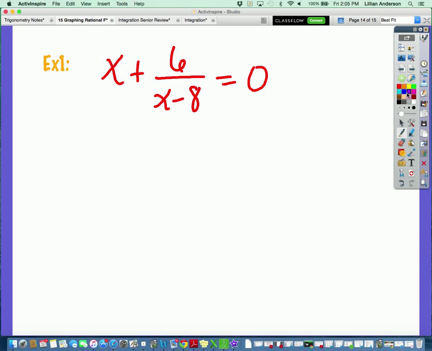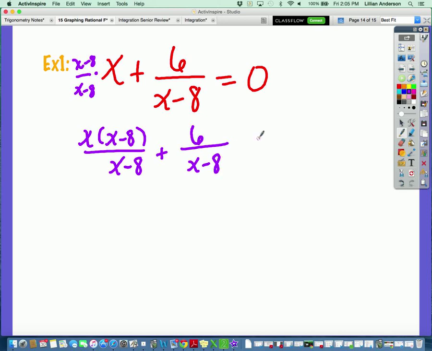We just multiply the top and bottom of x by x minus 8. And then we have x squared minus 8x over x minus 8. Okay, so we'll have x. You just distribute properly, x minus 8 times x over 1. It's the common denominator.